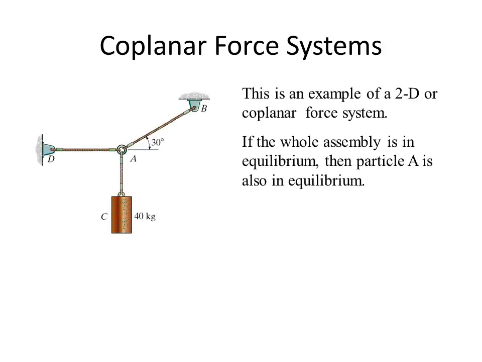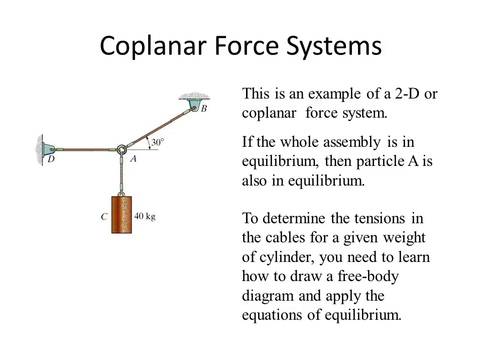One example of a 2D or coplanar system is shown here. If the whole assembly is in equilibrium, then the particle A is also at equilibrium. So in fact, every part of this system is in equilibrium. To determine the tensions in the cables for a given weight cylinder, you need to learn how to draw a free body diagram and apply the equations of equilibrium.